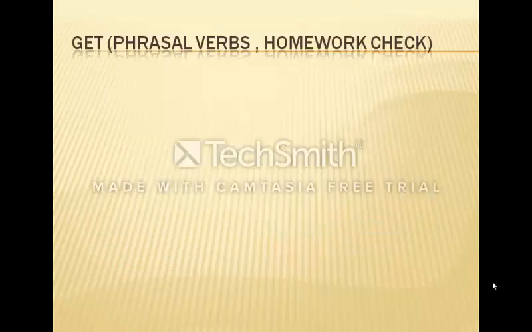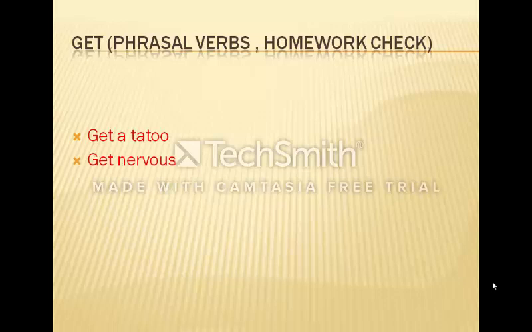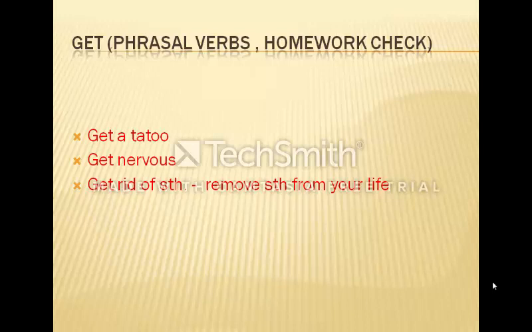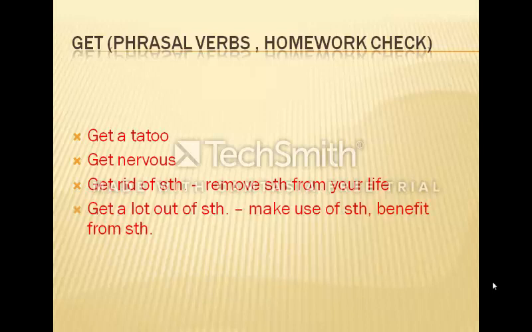The first part that we are going to discuss actually are the phrasal verbs with get that we discussed last time and that you worked on for your homework. So let's just check it quickly and revise the phrases. Get a tattoo, get nervous, get rid of something, which is just to remind you to remove something or somebody from your life. You can also get rid of somebody, not just something. Get a lot out of something, make use of something or benefit from something. Get ill, which is simple, you know it. And get into trouble. That's also a very familiar one.